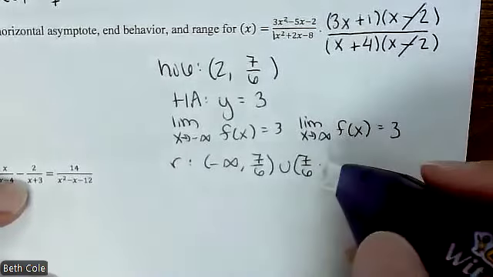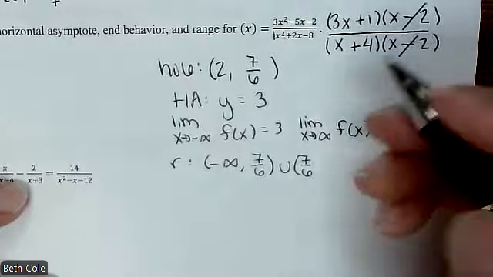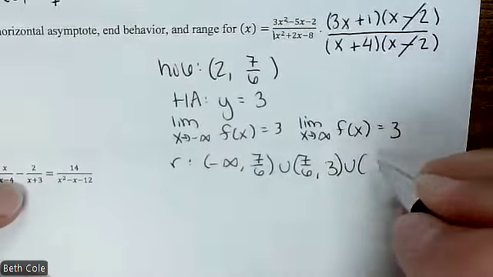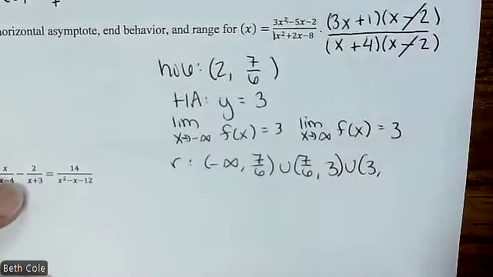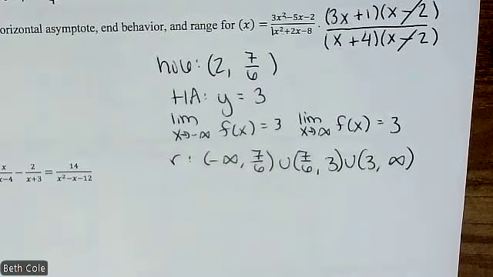7/6 is really close to 6/6. So 7/6 would be about what? Yeah, like 1 and a little bit. Smaller than 3 was the point I was trying to make.